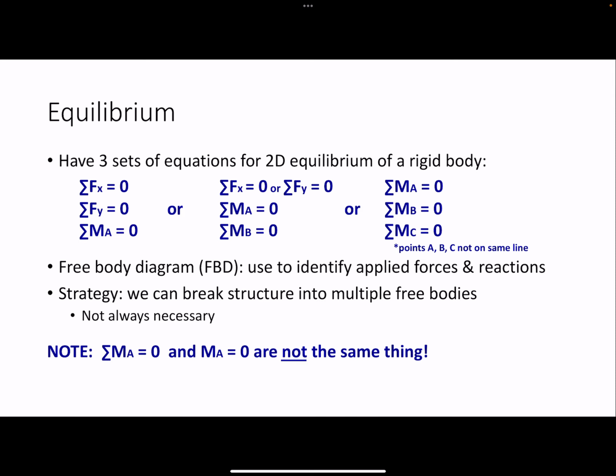And then I want to point out here that these two equations are not the same thing. So over here, this is saying summing the moments about A is equal to 0. That's one of your equilibrium equations. That's not the same thing as saying the moment at A is equal to 0. I just want to put that out there because there's always some confusion tied to that, and I want to make sure everybody's on the same page here.